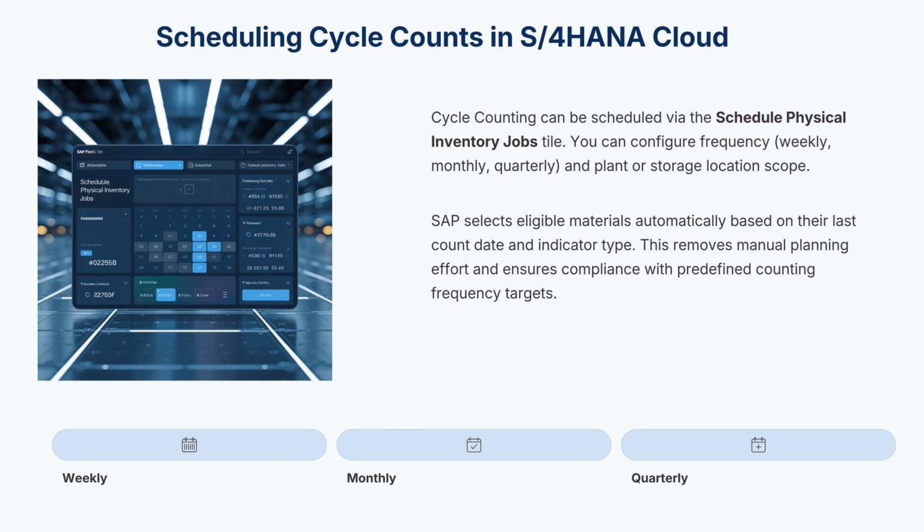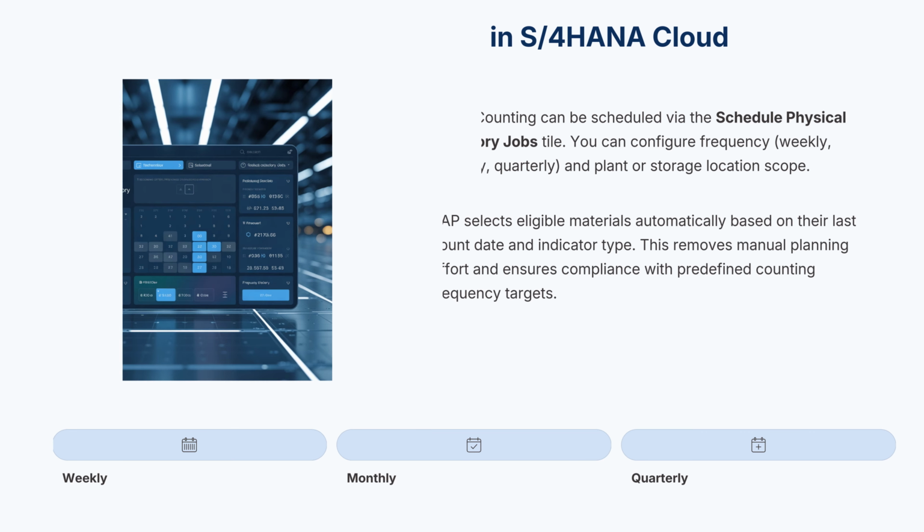Scheduling cycle counts in S/4HANA Cloud. Scheduling happens through the Schedule Physical Inventory Jobs app. Here, you define the frequency, weekly, monthly, or quarterly, and specify plants and storage locations. SAP automatically selects materials that are due for counting based on their last count date and indicator class. This automation eliminates manual planning and ensures that no item is ever missed or double counted.